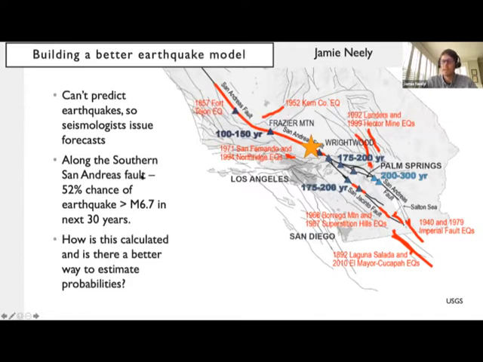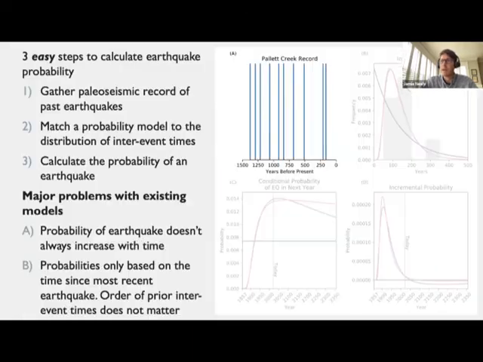Just to give you a sense, along the Southern San Andreas Fault, there's a 52% chance of an earthquake greater than magnitude 6.7 in the next 30 years. This is one of the recent studies that came out. So the question is, how do they come up with this number, and is there a better way to do it? That's what I've been working on this summer.